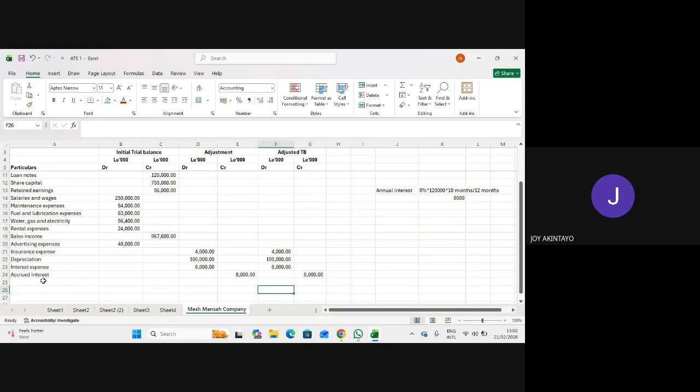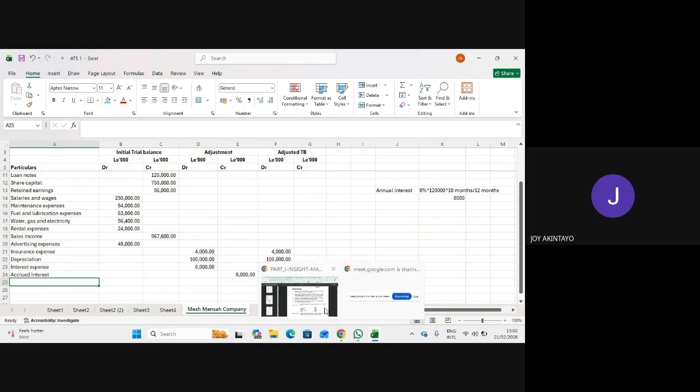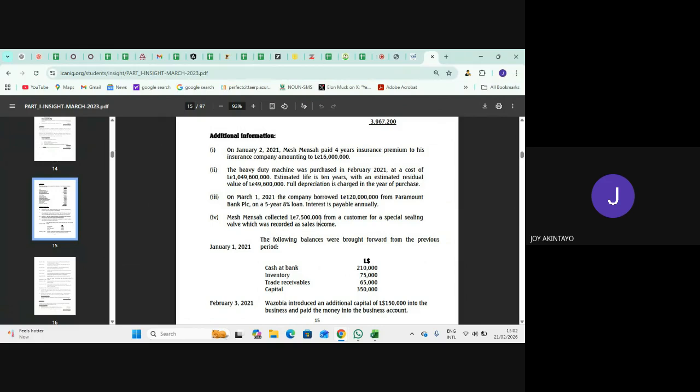So the next thing, what is the next thing? So we are done with that. We are being told that Mesa collected early 7.5 million naira for a special dealing, which was recorded as sales income.